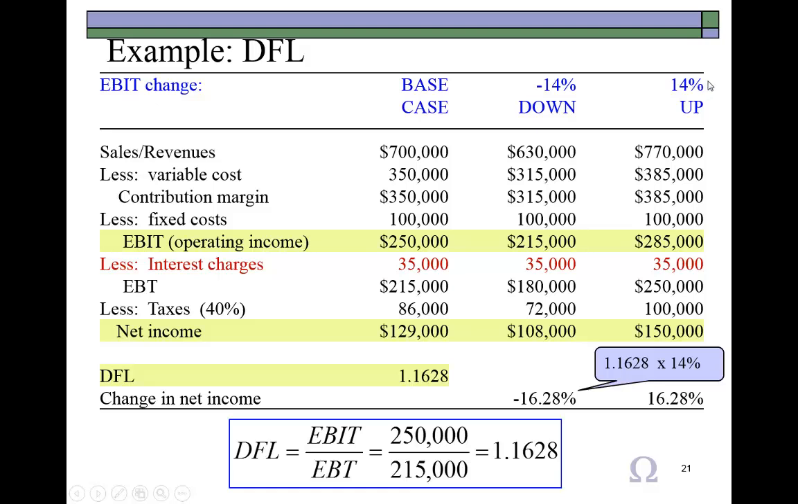So you will see that a higher degree of financial leverage would mean that your net income would go up a lot more. But that, of course, is not the concern here. The concern here is the risk factor. What's going to happen if things were to go bad? And that concludes this presentation on the degree of financial leverage.